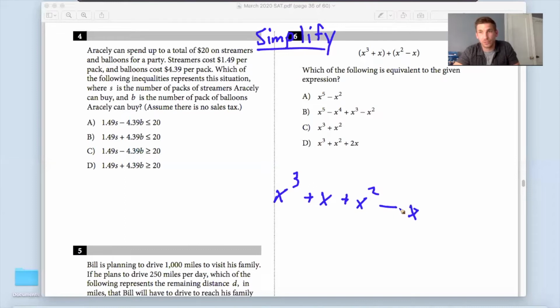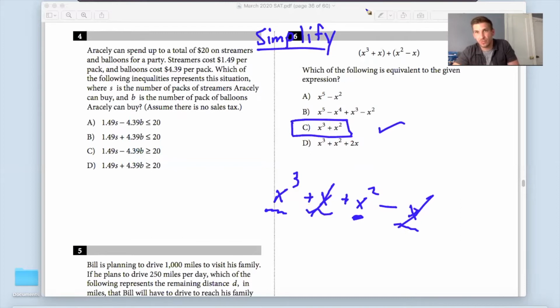And yep, don't overthink this, right? These are all different. This is a different like term. This is a different like term because it's x to the third. And this is the only other similar like term. So here I have x and a minus x. These go away. They are like terms. The others are not like terms. So x to the third plus x squared, that cannot be simplified. So that is your answer, right? So x to the third plus x squared.